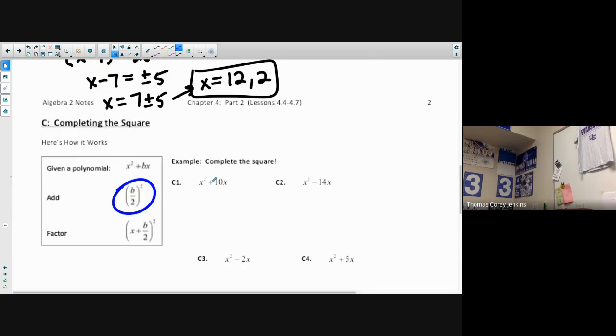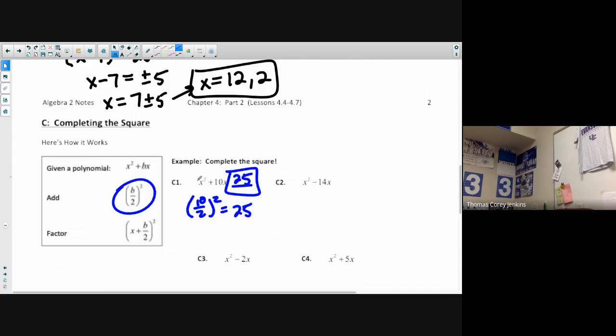On a test, this question would look like this. It'd say which term completes the square? X squared plus 10x, and then blank. Okay, so what term would go last? So again, you just want to do b over 2. So 10 over 2, which is 5, and square it. All right, so that would be 25. So the answer here is that 25 completes the square.